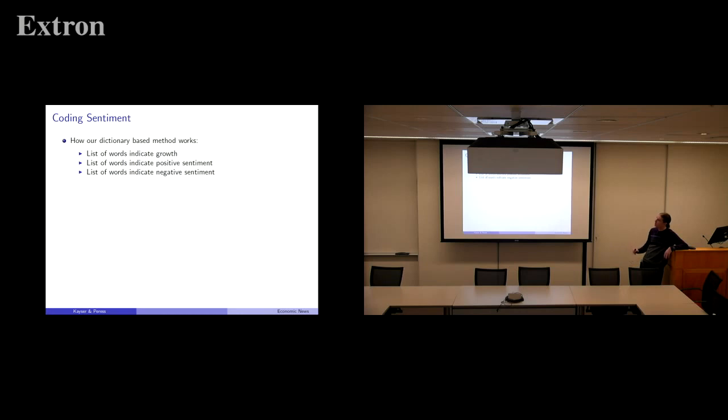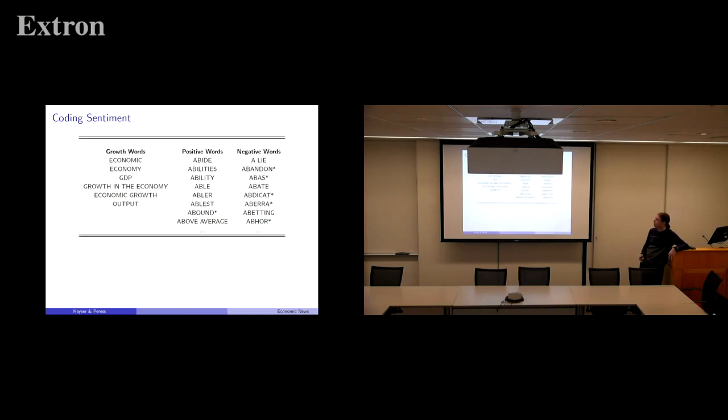So to oversimplify a little bit, this is what we do. We have a list of words that indicate growth, a list of words that indicate positive sentiment, and a list of words that indicate negative sentiment. This is the actual list of words we use for English. The list of growth words is pretty short. Positive words and negative words, we actually take from existing sentiment dictionaries. They tend to be very long lists of words. The dictionaries that we created for the 5 other languages we used are much shorter than these.